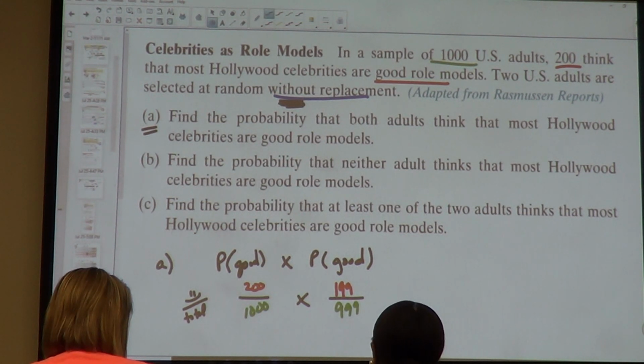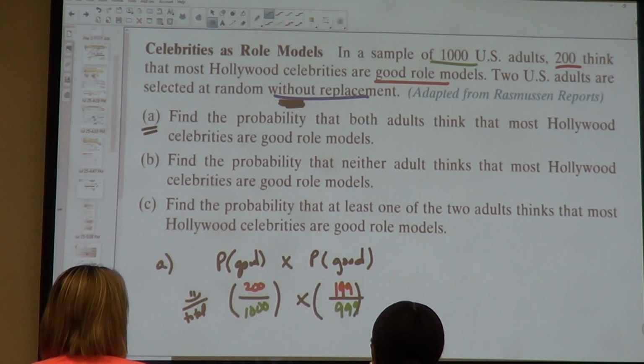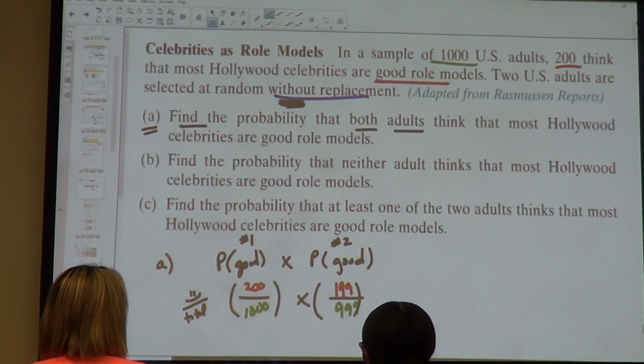So where are the two? This is number 1 good role model, and this is number 2 good role model. How do you know they're both good? Because it says find the probability that both adults are good. This is number 1 good role model, and this is number 2 good role model. So 2 U.S. adults are selected.